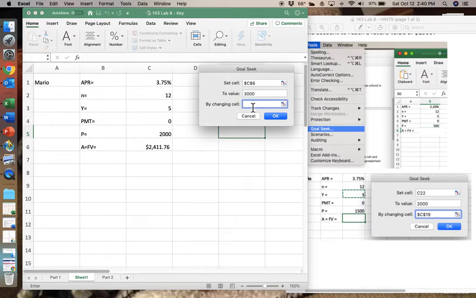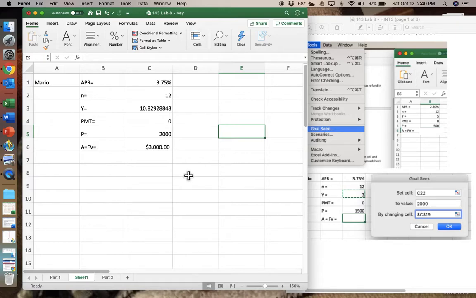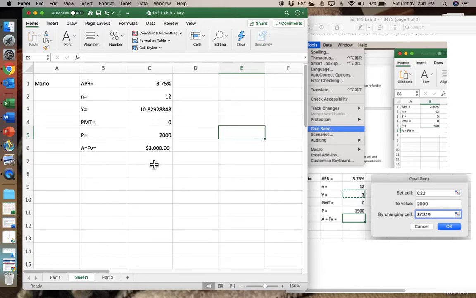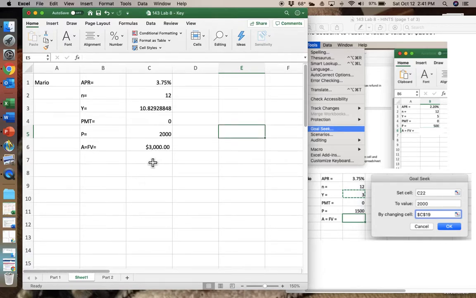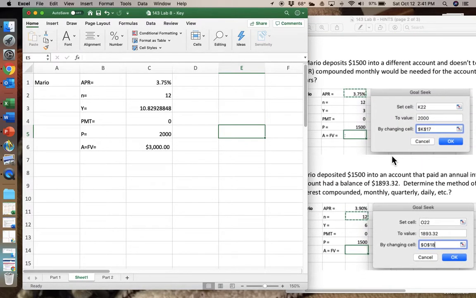So we select in that spot and go over and select the cell for years. When we press OK, it says OK, and we say yes. And it'll tell you it will take over 10 years for $2,000 to grow to $3,000 at an APR of 3.75%. So very useful to be able to do that.